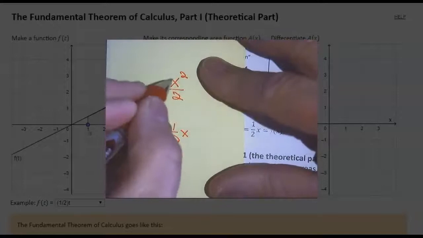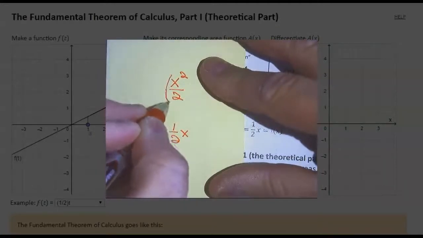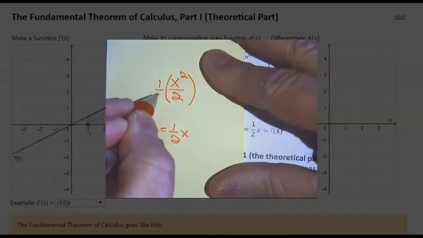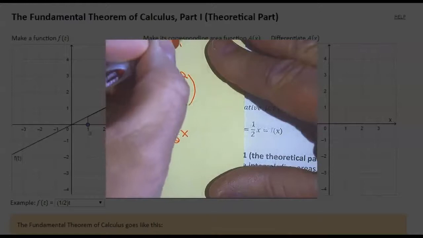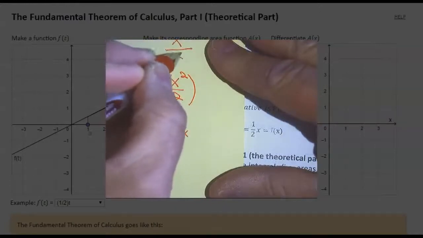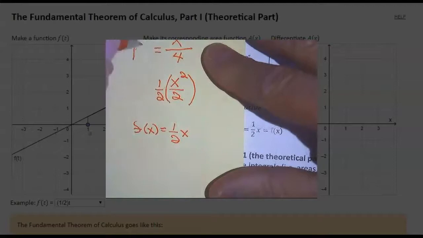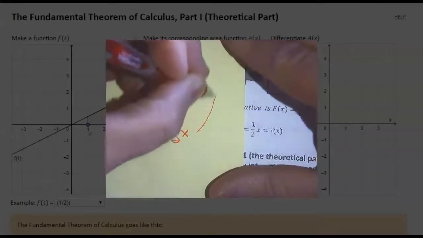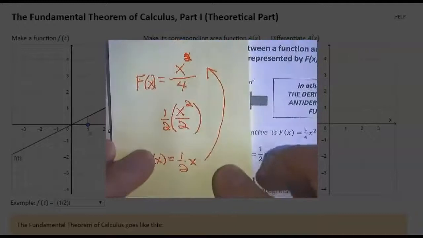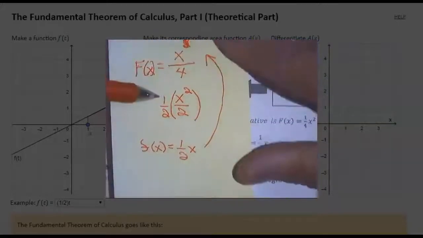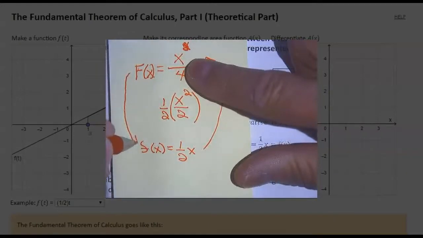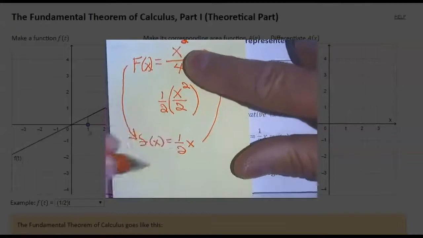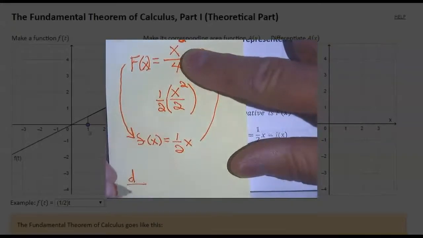Okay, divide by 2, or multiply by 1/2. So the antiderivative is really x squared over 4. That's the antiderivative. Okay, now if you took the derivative of this, you'd end up with 1/2 x. Okay, so I'm going to do the derivative of the antiderivative.